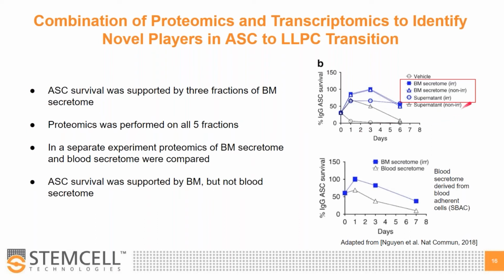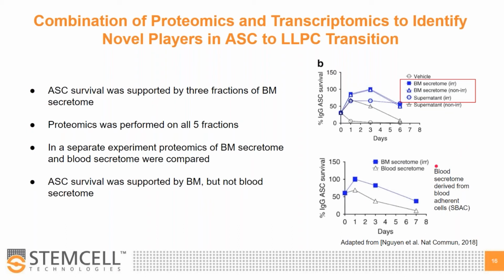So in the first experiment, they show that secretomes from irradiated or non-irradiated MSCs can support antibody secreting cell survival as they've shown before. They show again that media alone does not support the survival of antibody secreting cells. And interestingly, when they ultracentrifuge the secretome to generate a supernatant, they show that supernatants of irradiated MSCs does support the survival. However, non-irradiated supernatant does not.